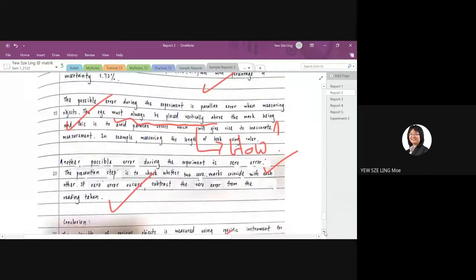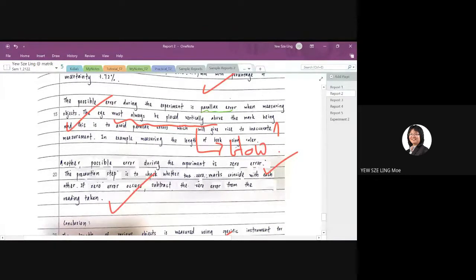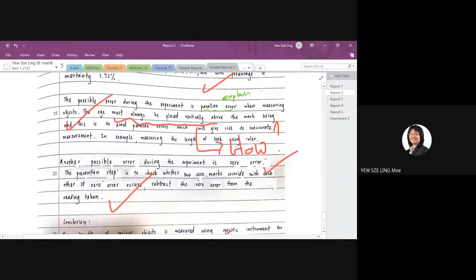Now the error and precautions are also not bad, just one thing. The possible error during the experiment is a parallax error. She just needs to explain it. And then this one, the eye must always be placed vertically above the mark. How? This is always my question. You give me a lot of suggestions, but you don't tell me how to do it. What should I do to achieve the precaution? You need to give me steps that I can follow to achieve what you mentioned here.